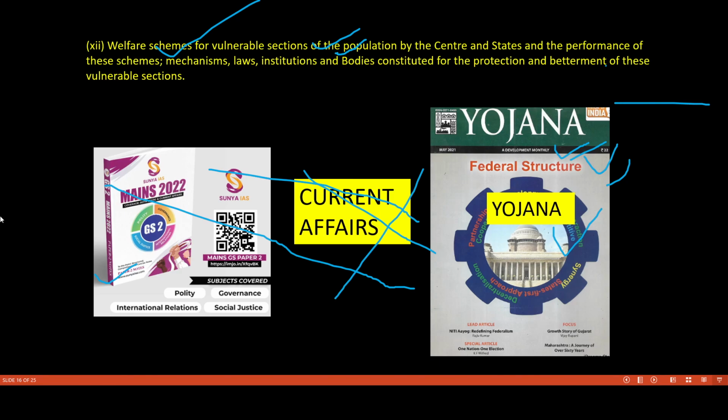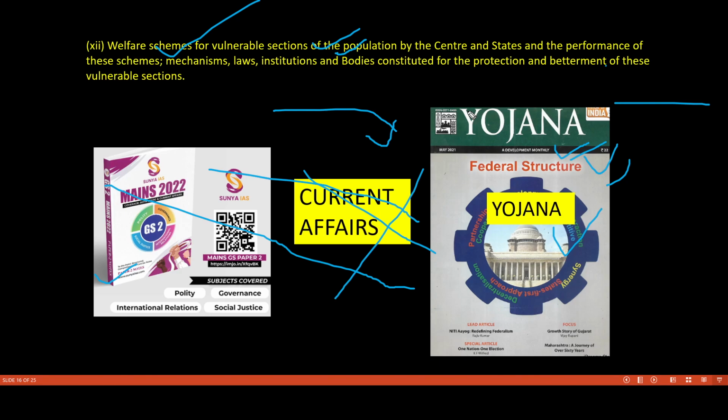Whenever a scheme is launched and it is explained in detail in Yojana, you understand the basics of the scheme very well. Schemes also have concepts. I realized this when I read Yojana and Kurukshetra, and from that you can definitely write about schemes for the vulnerable sections in a very good format. So Yojana builds these things.